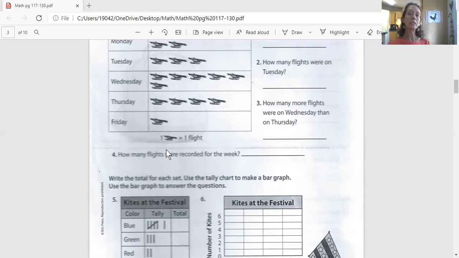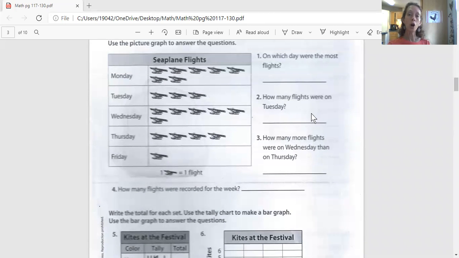Okay, so we need to count how many flights were on Wednesday. And Hunter, you can count those for us. Tell me how many flights you see on Wednesday. 1, 2, 3, 4, 5, 6, says Hunter for Wednesday. And then I'm going to have Preston count how many flights were on Thursday. Preston, how many flights do you see on Thursday? 1, 2, 3, 4. That's what I see too.